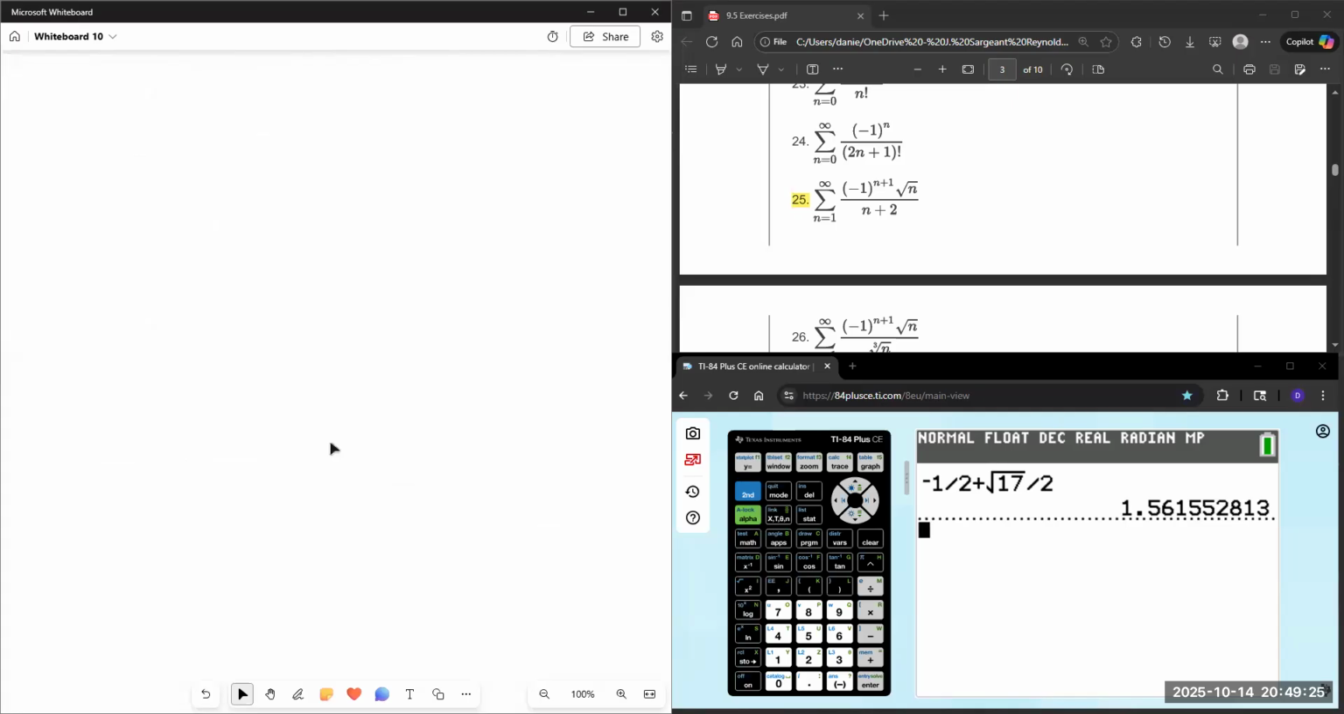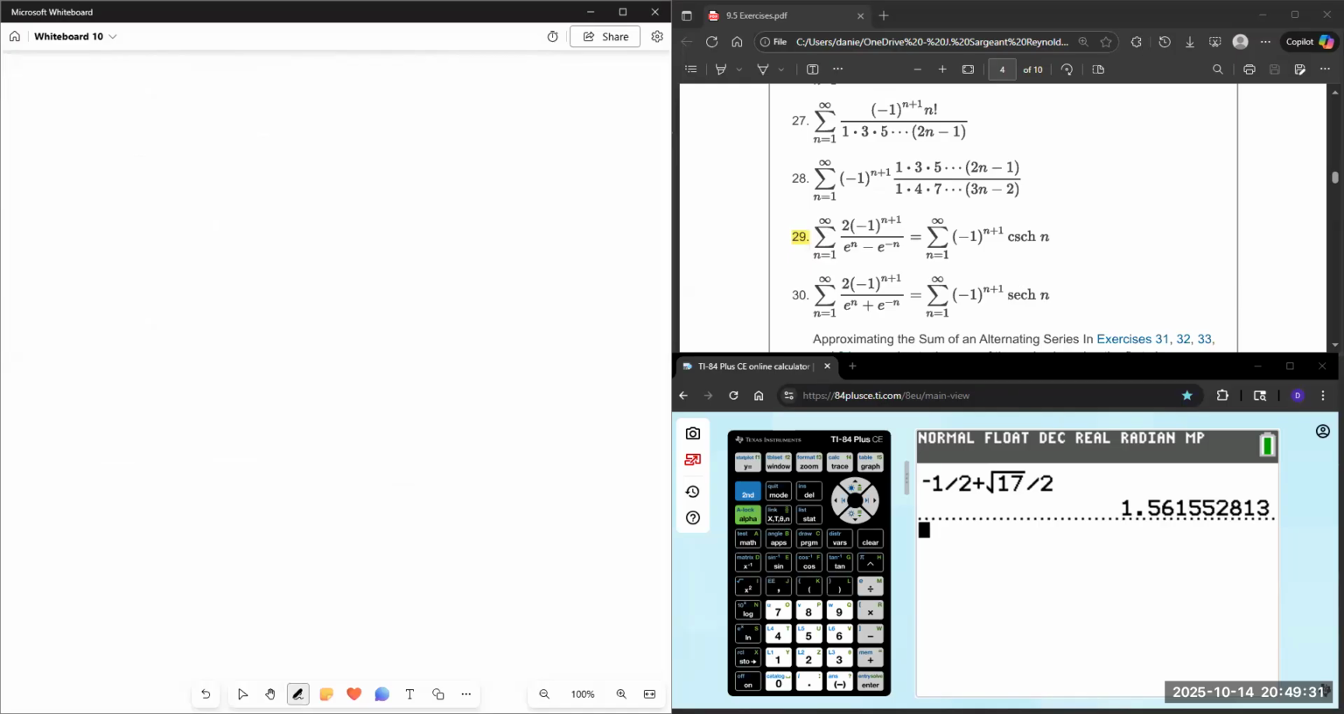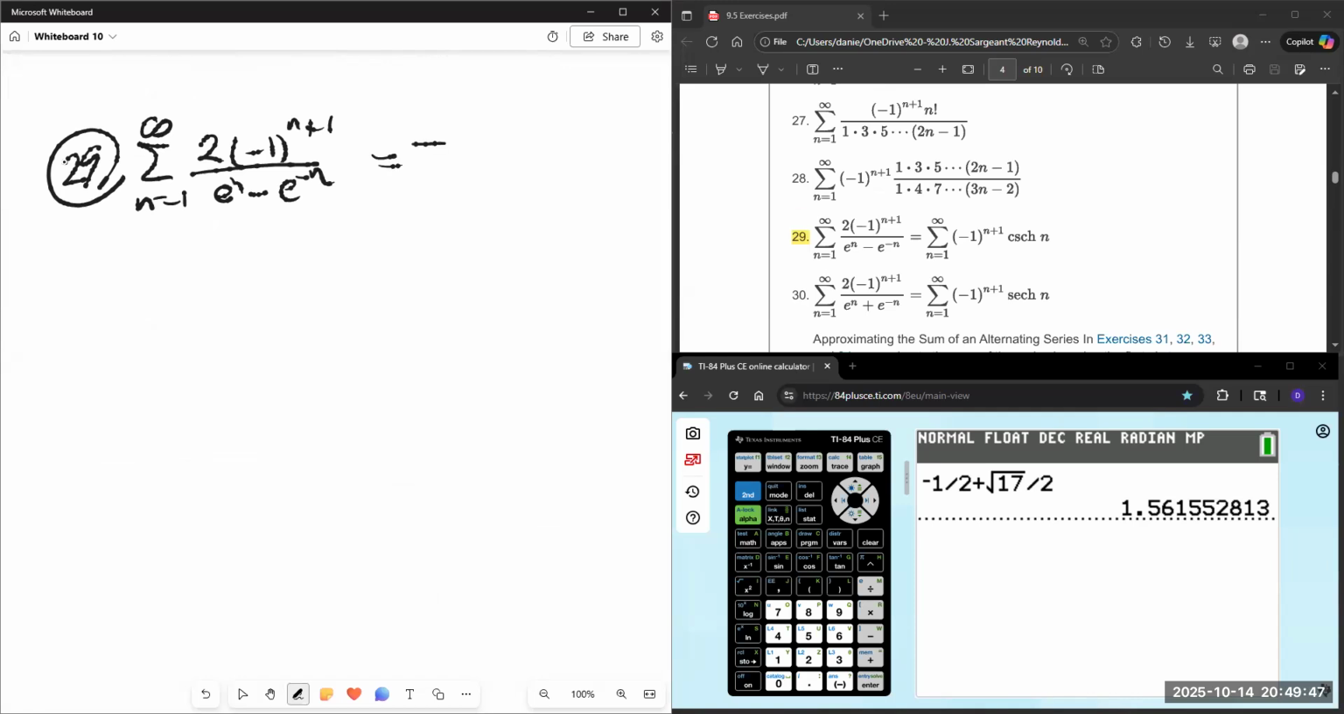All right, let's look at this next one, which is 29. Summation n equals 1 to infinity of 2 times negative 1 to the n plus 1 over e to the n minus e to the negative n, which is the same thing as summation n equals 1 to infinity, negative 1 to the n plus 1, hyperbolic cosecant of n. And we're not going to really deal with hyperbolic cosecant so much. They just want us to know that that's the function that they're talking about.